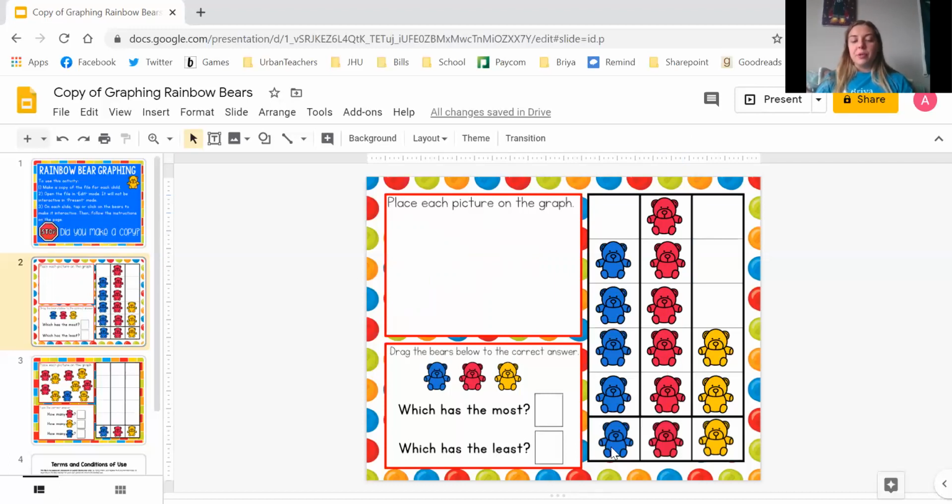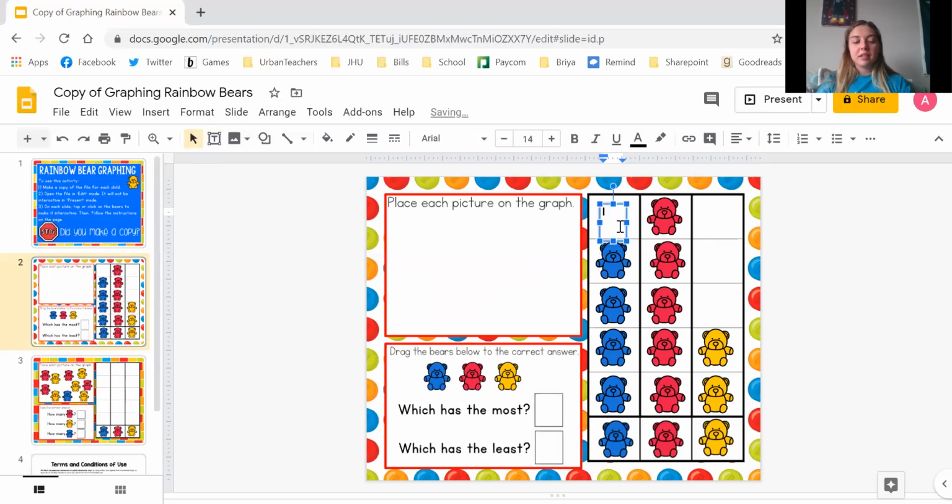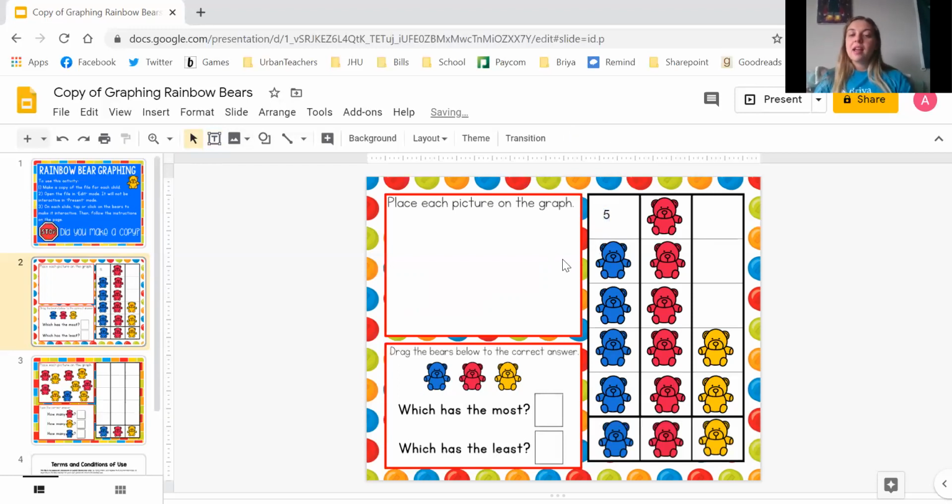Let's start with the blue. We can start with the blue bears. We'll start. 1, 2, 3, 4, 5. There are 5 blue bears. So I'm going to write the number 5. 5 blue bears. Now let's count the red bears.